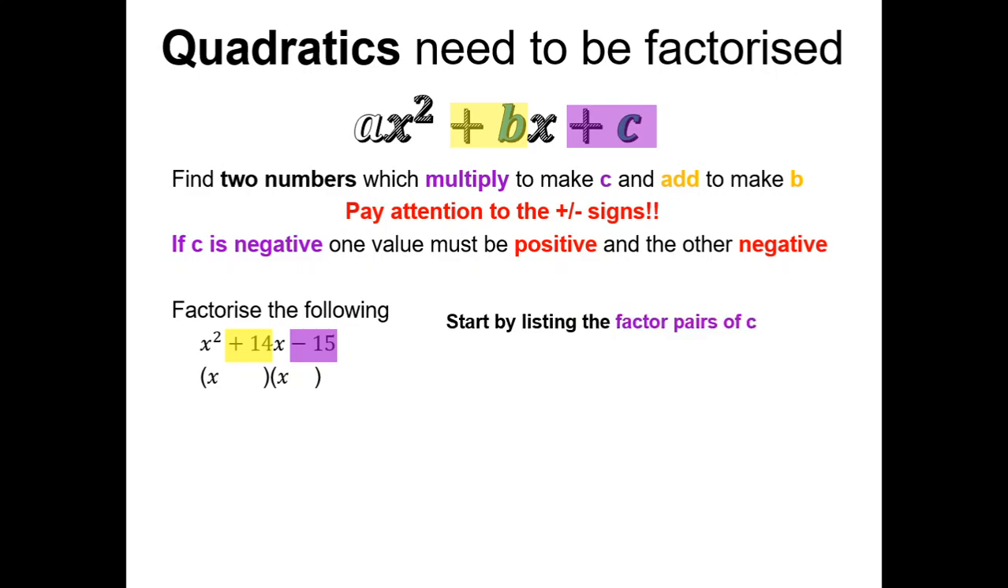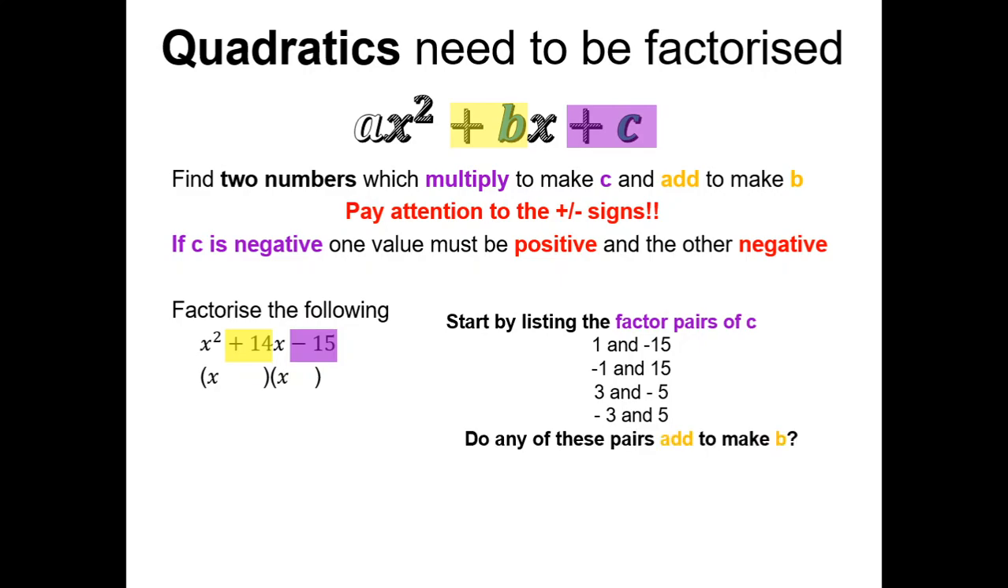To make negative 15, I could do 15 divided by 1, and that's negative 15. Oh, sorry, negative 1 and positive 15, right? I've got to do both ways around. Or I could do negative 15 divided by 3, and that's negative 5. Or I could do negative 15 divided by negative 3, and that's positive 5. And those are all of my pairs and all of my combinations of signs.